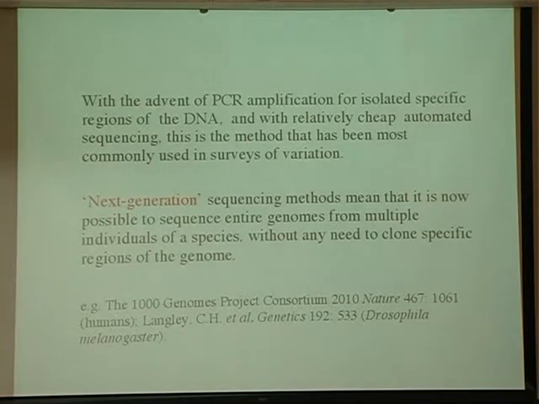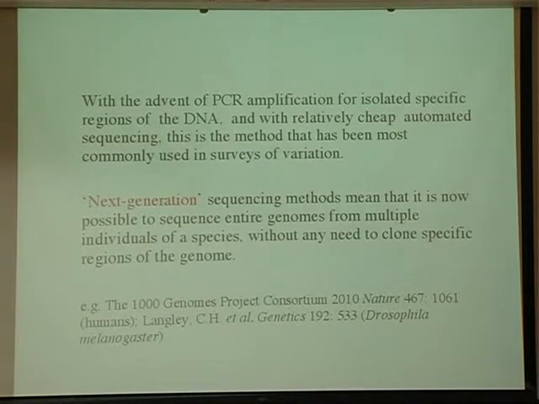Fred Sanger, who died recently, invented the most commonly used classic method of DNA sequencing. But now we have so-called next-generation sequencing. I don't know why it's called next generation, because everybody's using it. It's actually this generation, but there you are. And again, I'm not going to go into the technology largely because I don't understand anything about it myself. You can actually now sequence, in principle, entire genomes from multiple individuals of a species without any need to clone specific regions of the genome.